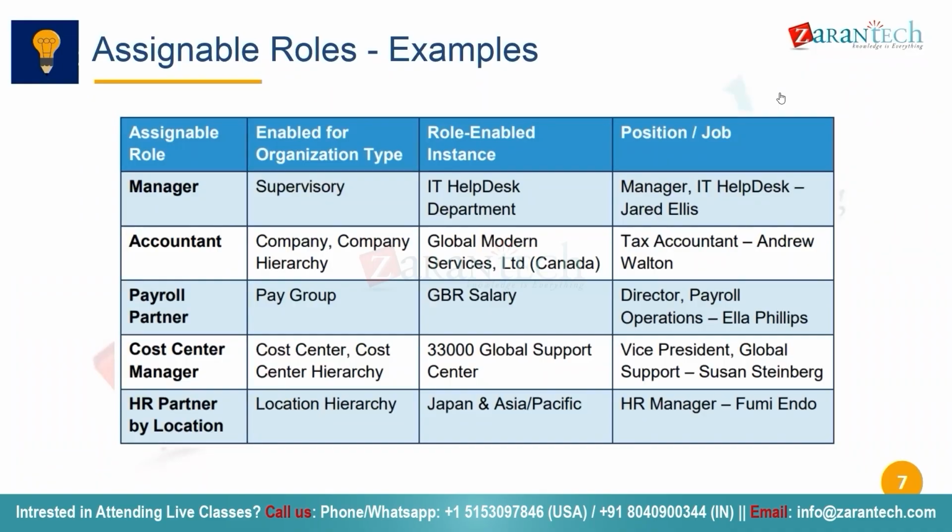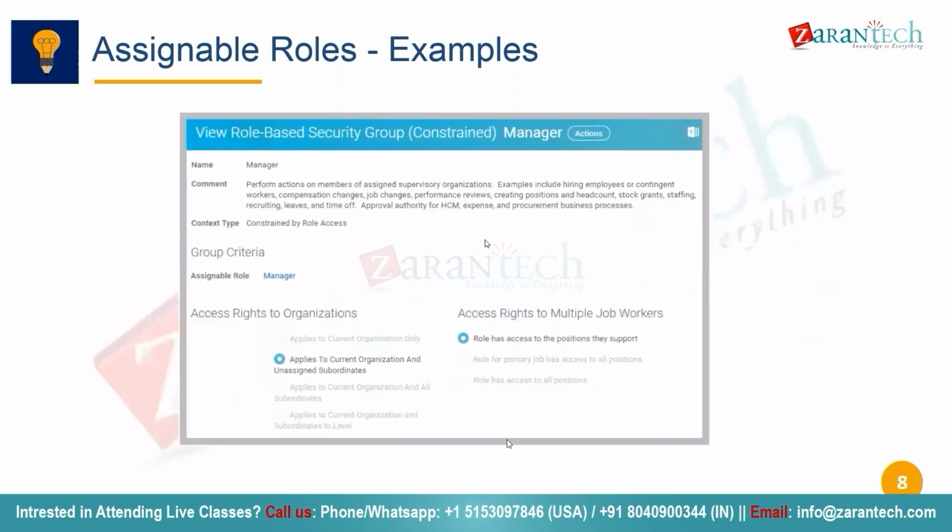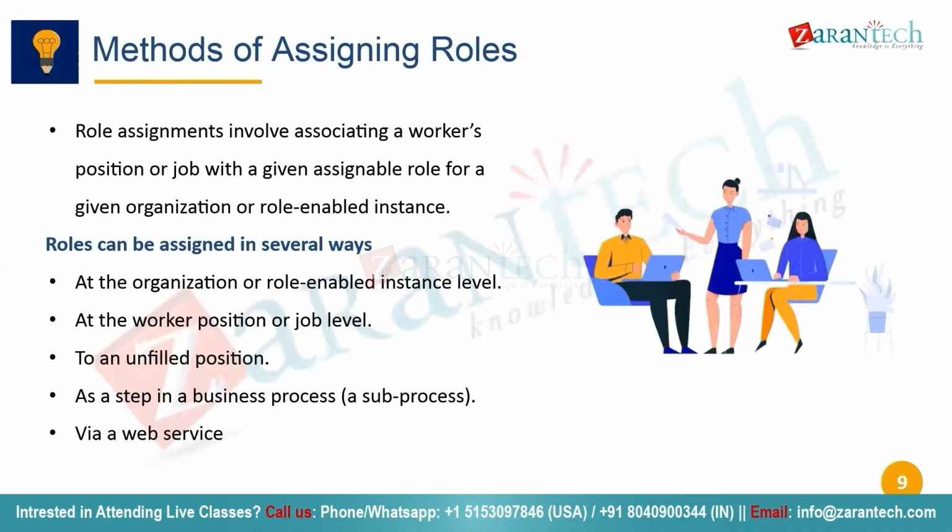In general, that is how you define at the maintain assignable roles area where exactly this can vary. And the examples are also given. The manager can be IT help desk, tax accountant, an example is there, director, payroll operations. It is enabled for pay groups, cost center hierarchy, and manager by location as well, HR manager by location. Now, this one is an interesting one, which we are already aware of. We have seen how you look at access constraints using certain logics. So we are aware of constrained and unconstrained already.